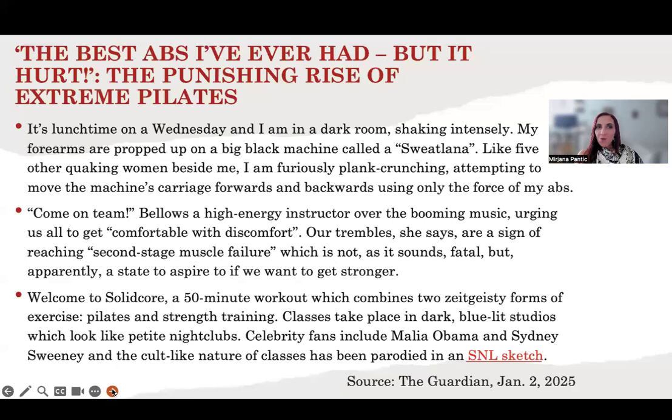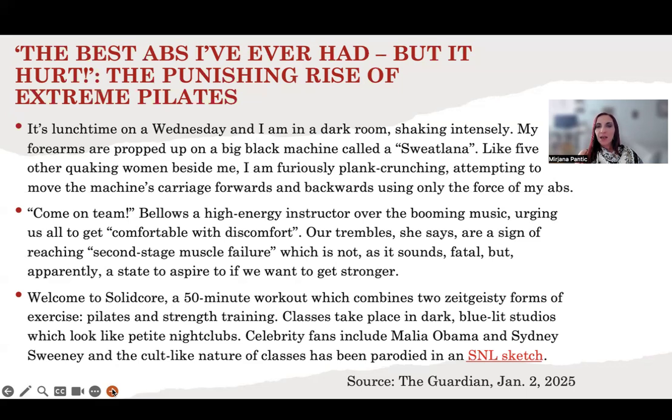Like five other quaking women beside me, I'm furiously plank crunching, attempting to move the machine's carriage forwards and backwards using only the force of my abs. Come on, team, bellows a high energy instructor over the booming music, urging us all to get comfortable with discomfort.